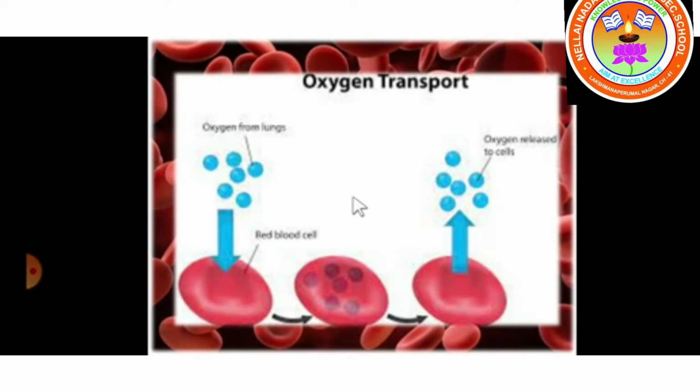They contain the respiratory pigment called hemoglobin. So, what do the RBC contain? The RBC contain the respiratory pigment called hemoglobin, which is involved in the transport of oxygen to the tissues.